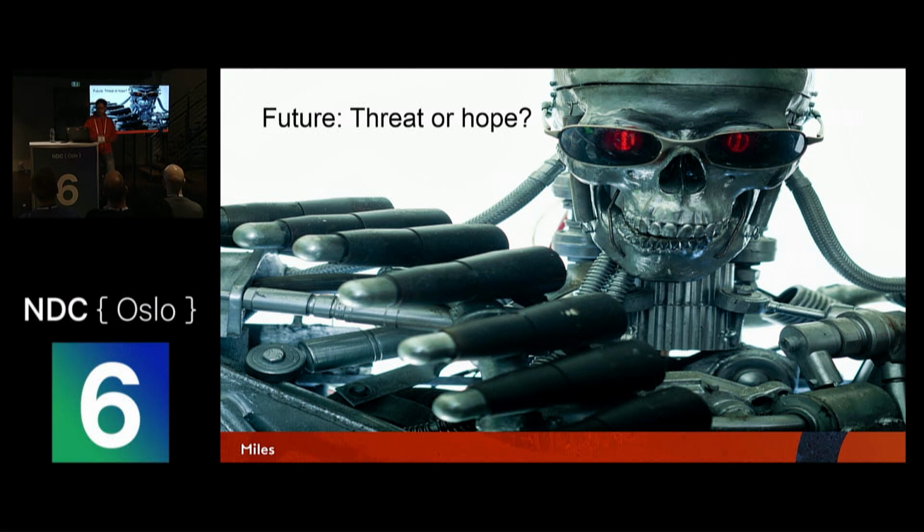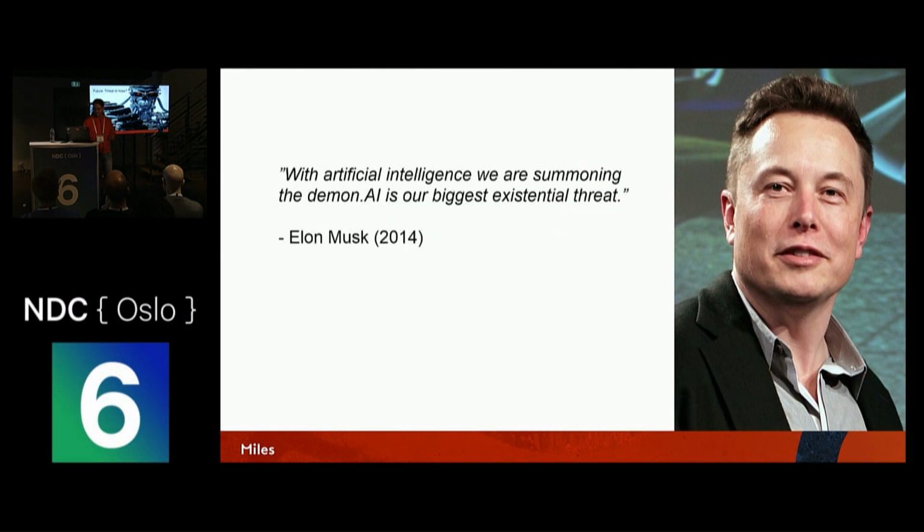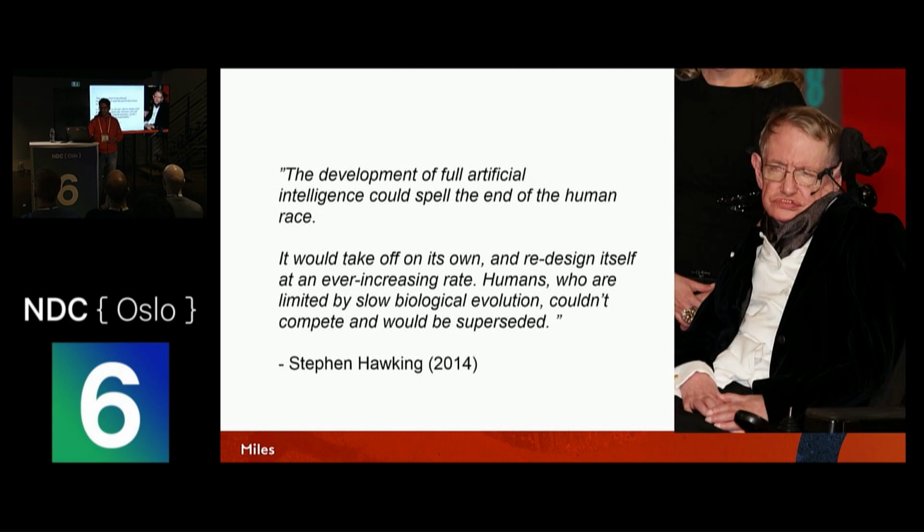So I'm just going to conclude by having some quotes from people, and we can see what history tells us. So Elon Musk said that with artificial intelligence we're summoning the demon. AI is our biggest existential threat. And we had Stephen Hawking. He said that the development of full AI could spell the end of the human race. So that's quite drastic. But what did people in the past say?